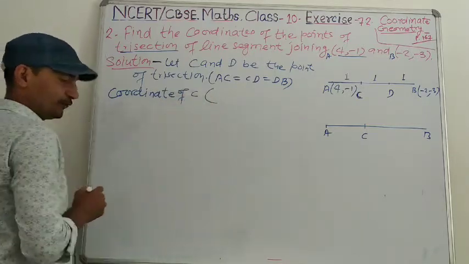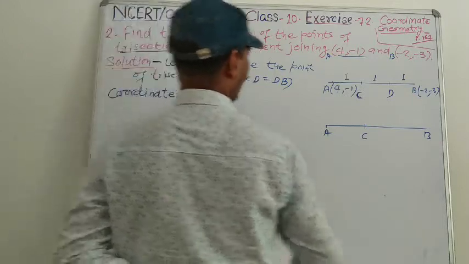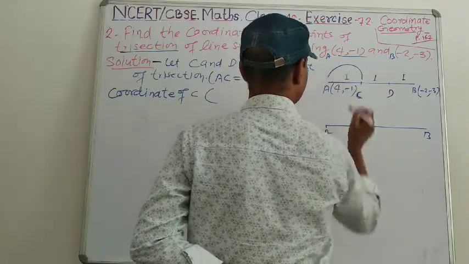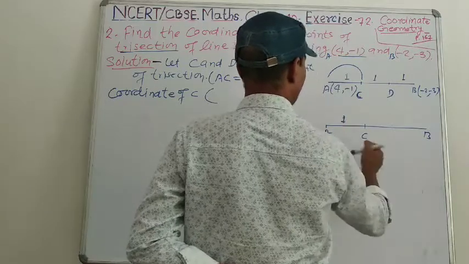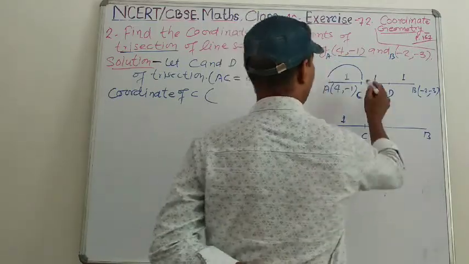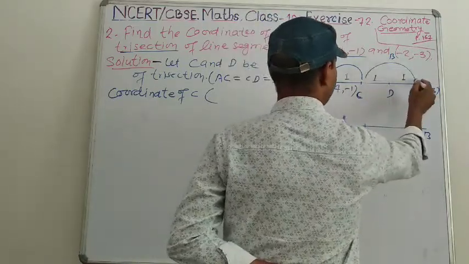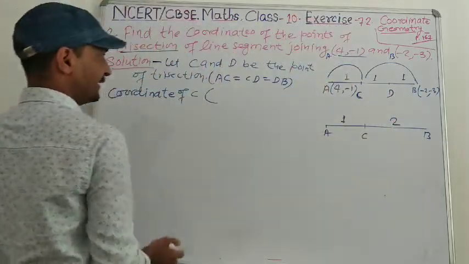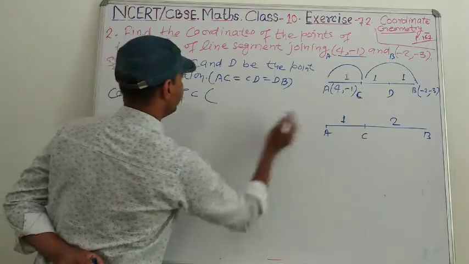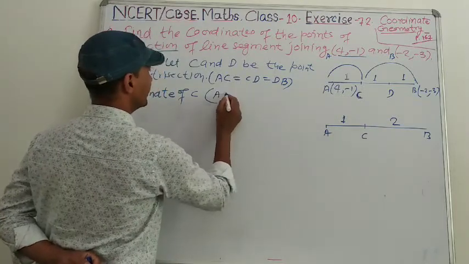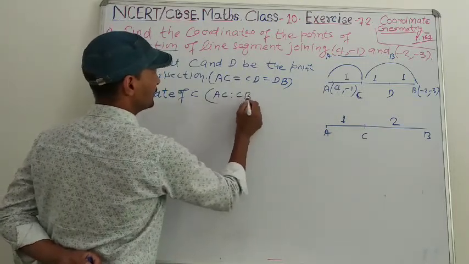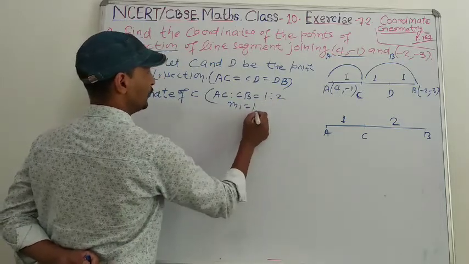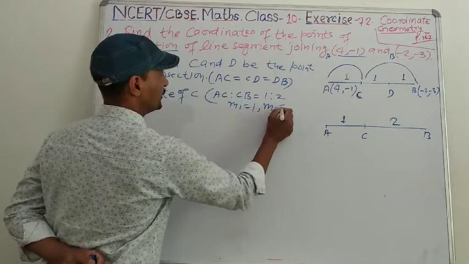For C we need the ratio. When we go from A to C, we see 1 here, and from C to B, when we move from C to B, how many steps do we move? 1 plus 1, 2. I think it's clear. Moving from A to C gave 1, which means AC is 2, so CB equal to 1 is to 2. That is M1, which is 1, and M2, the ratio, is 2.